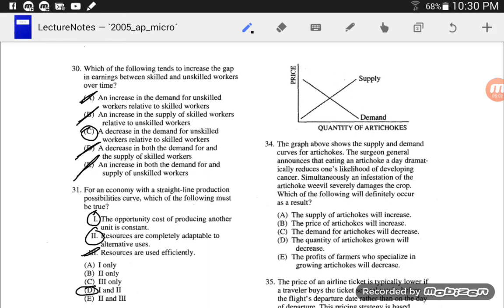Alright, well, if it reduces cancer, my demand for artichokes is definitely going to increase. And if there's an infestation in the crop that damages it, that's going to severely reduce the supply. So the supply of artichokes will not increase. The price of artichokes will definitely increase, since demand went up. The quantity of artichokes grown will decrease. We can't say. We're not sure what's going to happen to the quantity. The profits of farmers who specialize in growing artichokes will, no, they can charge more money. They'll make more money.